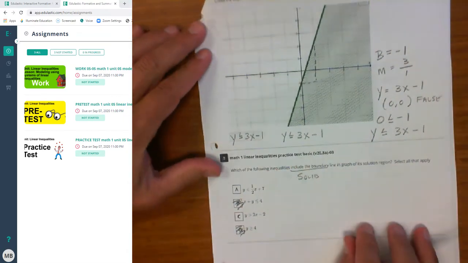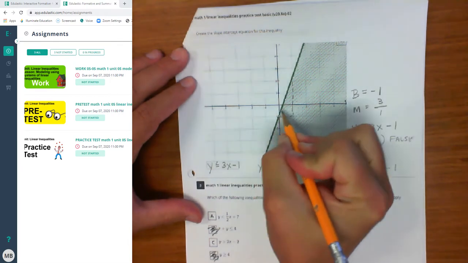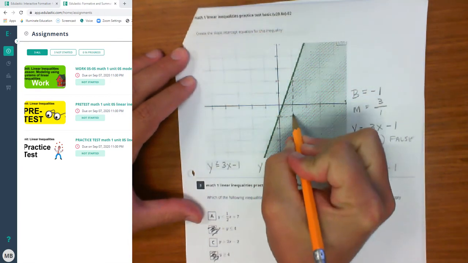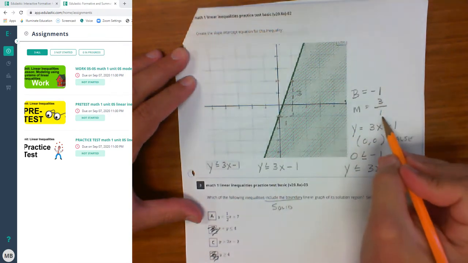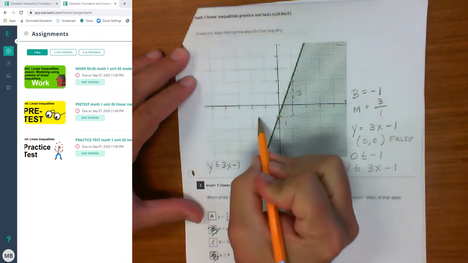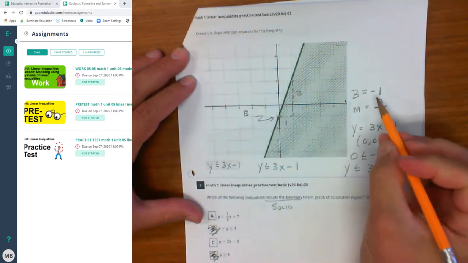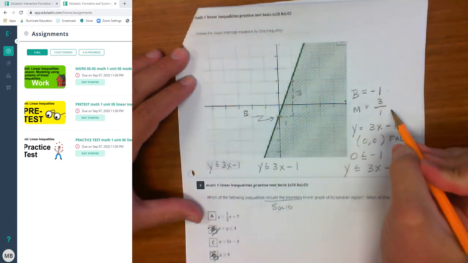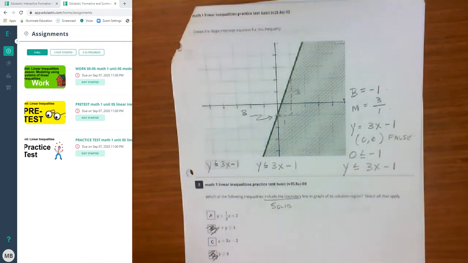All right, we're going to create the slope-intercept equation for this. In order to find the slope, I find two good points. I count the rise, 1, 2, 3. I count the run, 1. So my slope is 3 over 1. My y-intercept is right there. There's my b at negative 1. So I've got my b, and I've got my slope. So it's going to be y equals 3x minus 1. Okay, there's the equation for it.